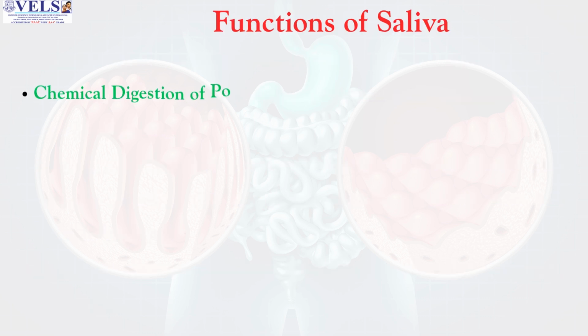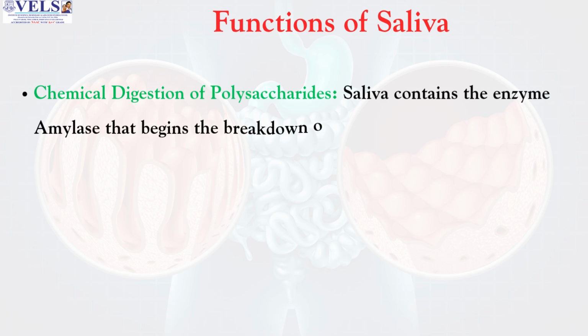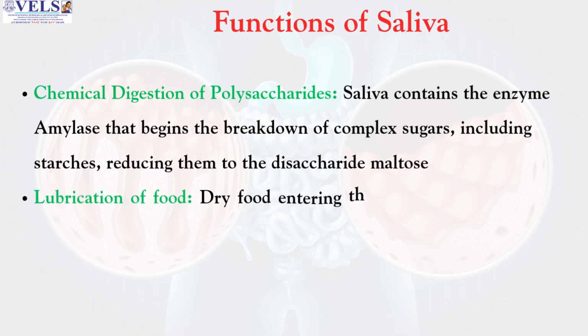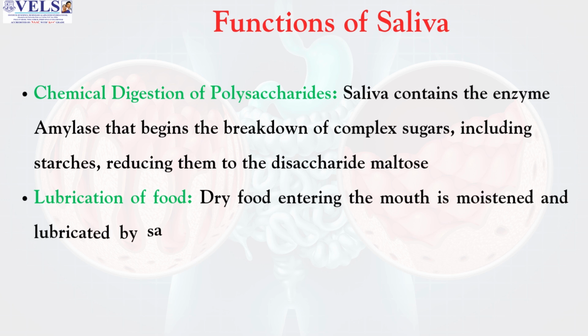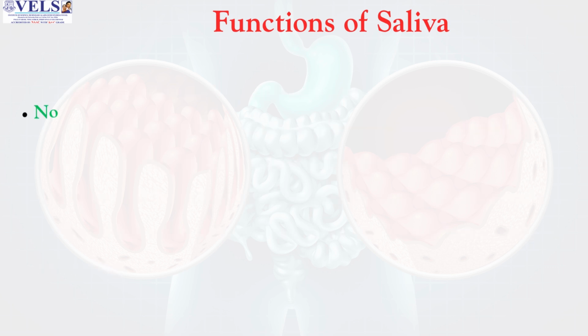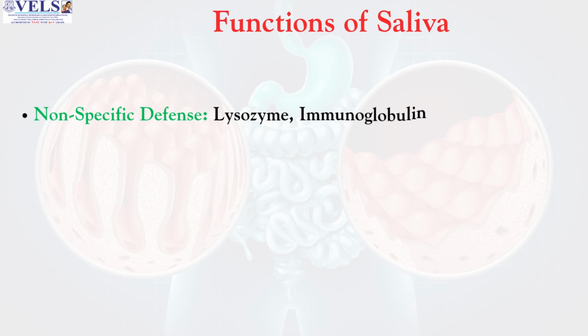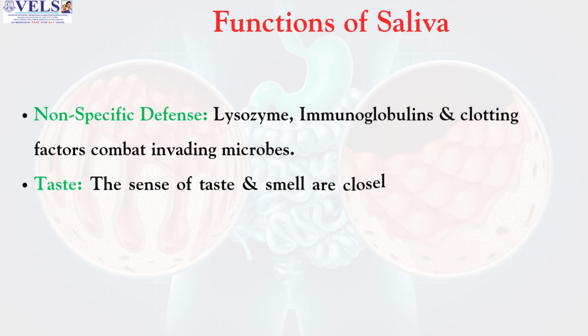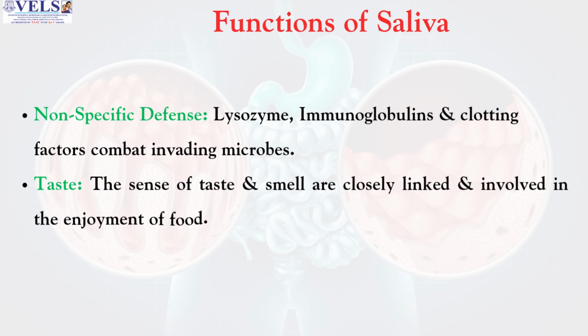Chemical digestion of polysaccharides. Saliva contains the enzyme amylase that begins the breakdown of complex sugars, including starches, reducing them to the disaccharide maltose. Lubrication of food. Dry food entering the mouth is moistened and lubricated by saliva before it can be made into a bolus ready for swallowing. Non-specific defense, lysozyme, immunoglobulins and clotting factors combat invading microbes. Taste. The sense of taste and smell are closely linked and involved in the enjoyment of food.